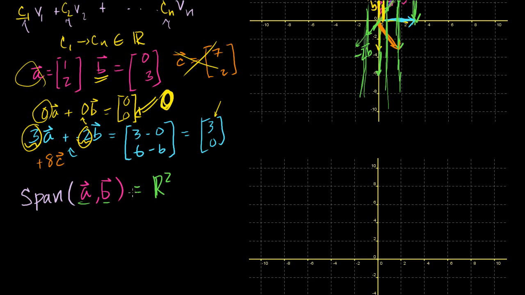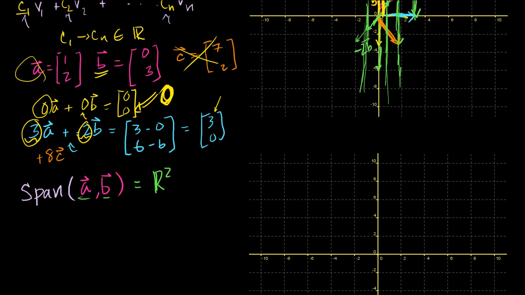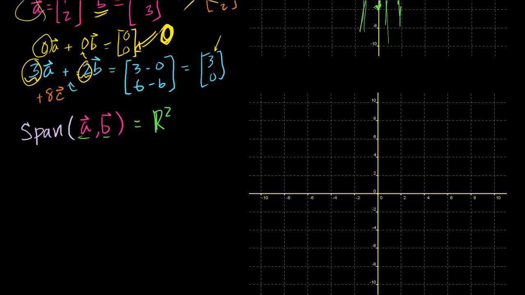And you're like, hey, can't I do that with any two vectors? Well, what if a and b were different? Let's say the vector 2, 2 was a. So a is equal to 2, 2. And let's say that b is the vector minus 2, minus 2. So b is the vector minus 2, minus 2. Now, can I represent any vector with these?